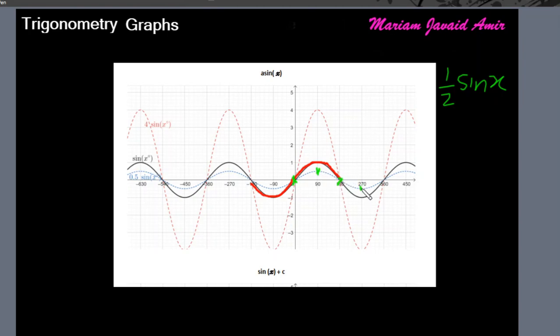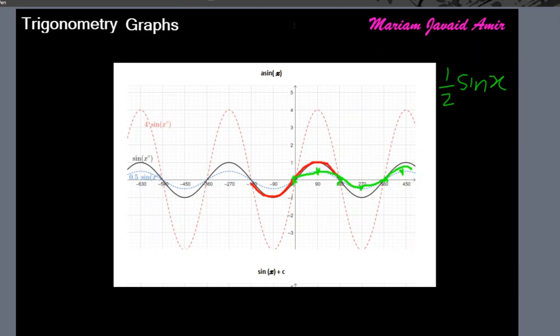So the magnitude of the previous original graph gets multiplied with half, and it holds true for the graph of sine x and for the graph of cos x and tan x as well. So you'll get a curve like this on both sides of the y-axis.